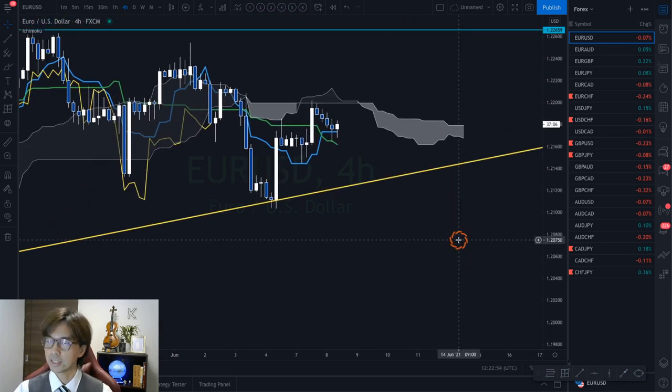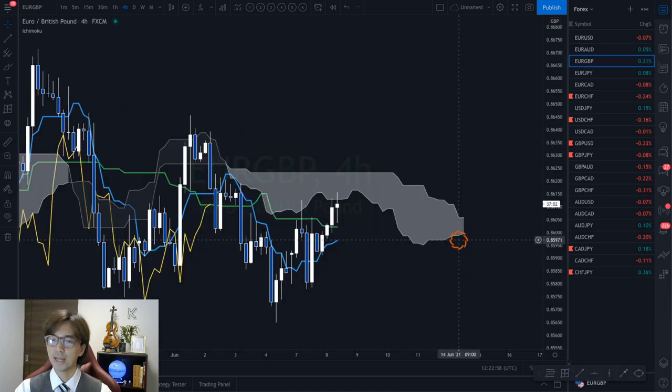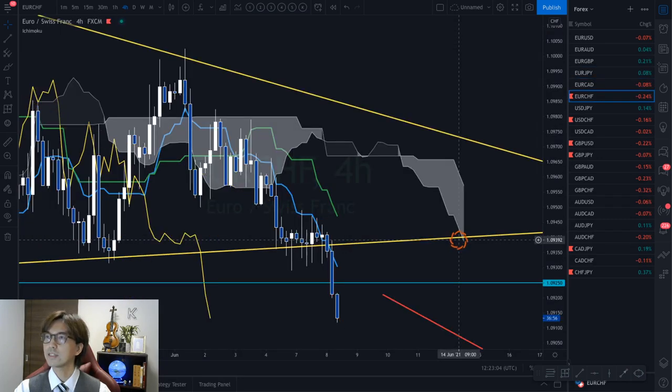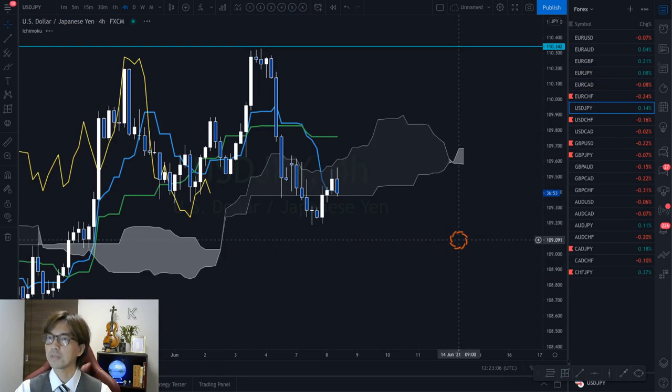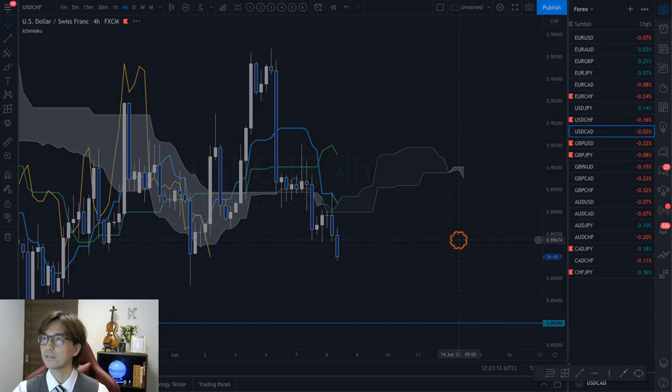Let me do it quickly. Let me show you how quick I usually do it. So yeah, it's flat. This is down nicely. Euro Swiss franc, I will keep this one. Dollar JPY flat. Dollar Swiss franc is downtrending too, nicely.